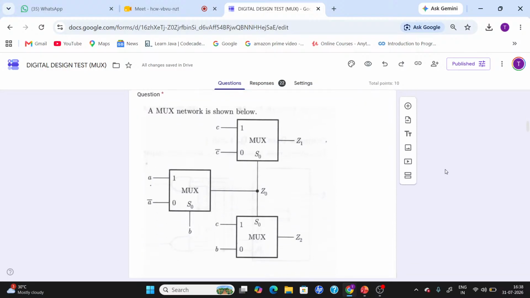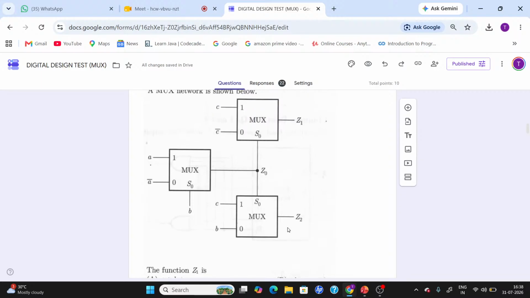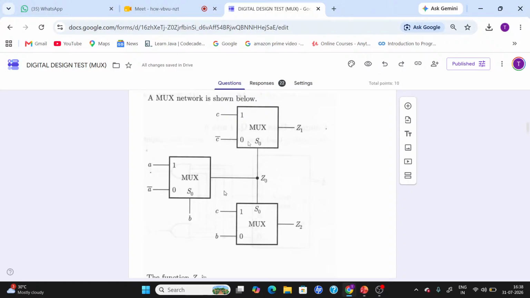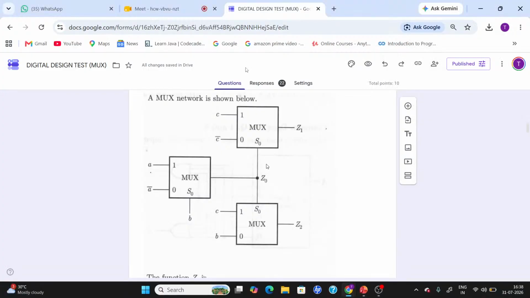Now, next, let's see the second question where we have three multiplexers over here and we need to find out the function for Z1. First of all, I'm going to find out the function for Z0. Let me write down the equation for Z0. Z0 is equal to A complement into B complement plus A into B, which is nothing but A XNOR with B. This is my Z0.